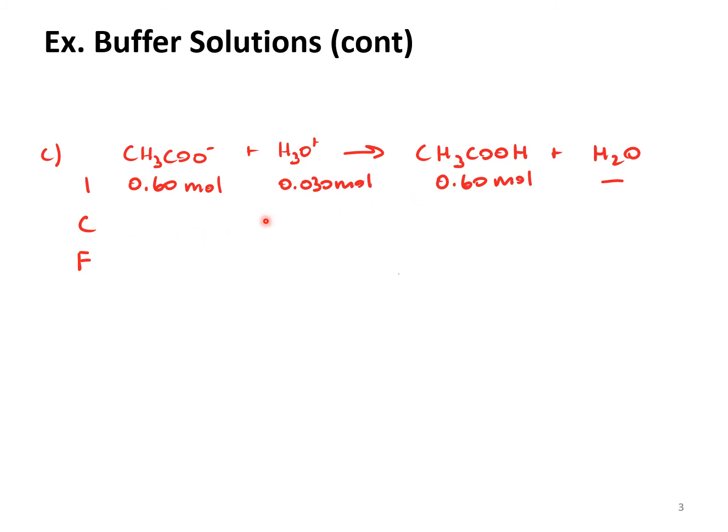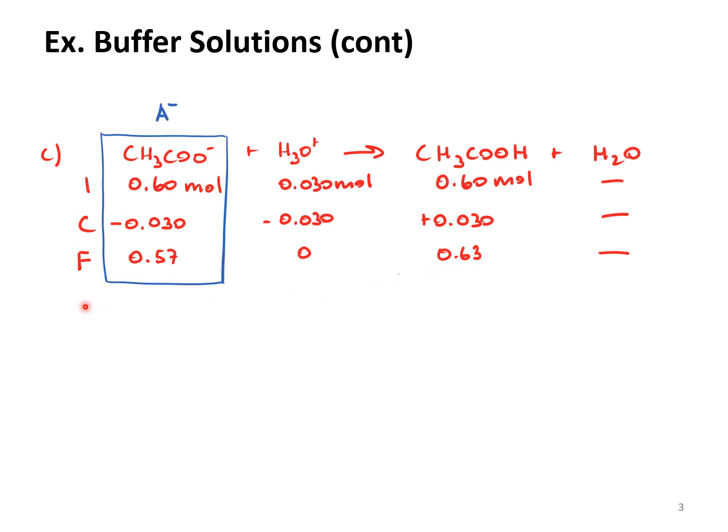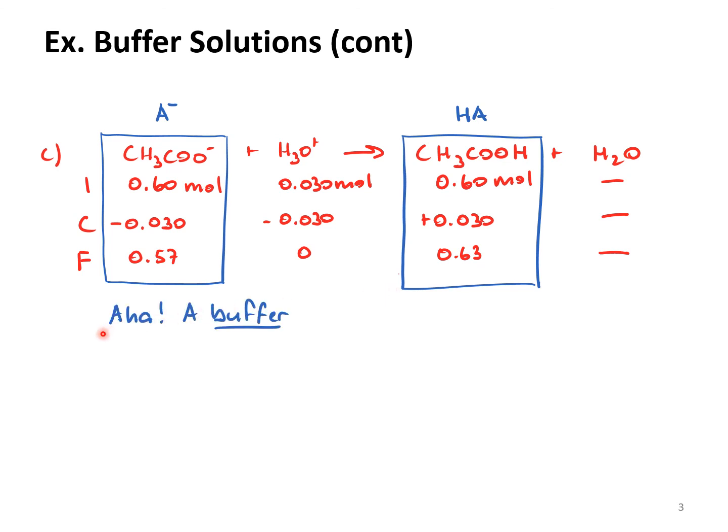Now the change in this case is going to be determined by the limiting reactant, which is the amount of H3O+. And so we can see that we have negative 0.030 on the reactant side and positive 0.030 on the product side. Now adding the columns together gives us 0.57 moles of acetate, 0 moles of H3O+, and 0.63 moles of CH3COOH. And so we can see here that we have a weak base and its conjugate acid. And we can say to ourselves, aha, a buffer.